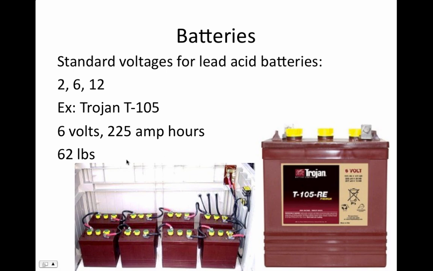For example, this is a Trojan T105 battery, and it is 6 volts and 225 amp hours, weighing in at a hefty 62 pounds. You see it has 3 caps on it because it's actually 3 separate batteries. So this is a 2-volt battery, this is a 2-volt battery, and this is a 2-volt battery. So 2, 4, 6 makes a total of 6 volts. Typically with lead acid storage batteries, and that's the most common that you will find, you can tell how many cells they have by the number of caps on the top.